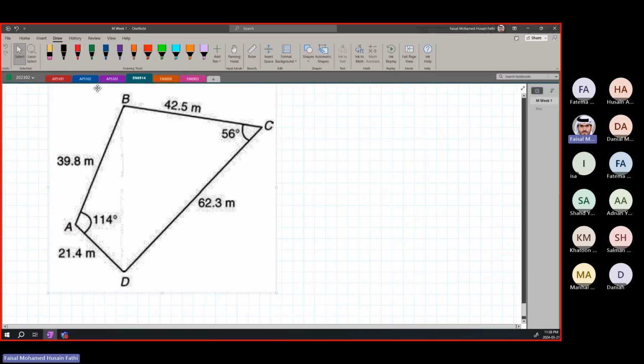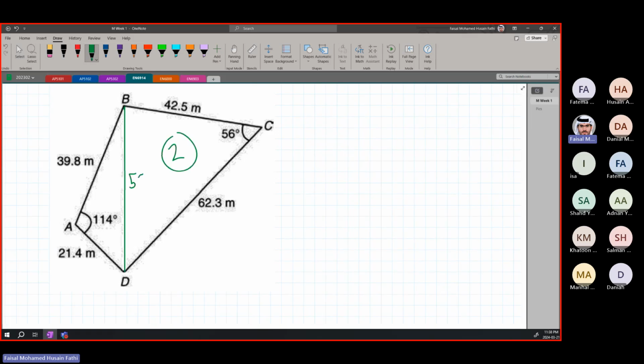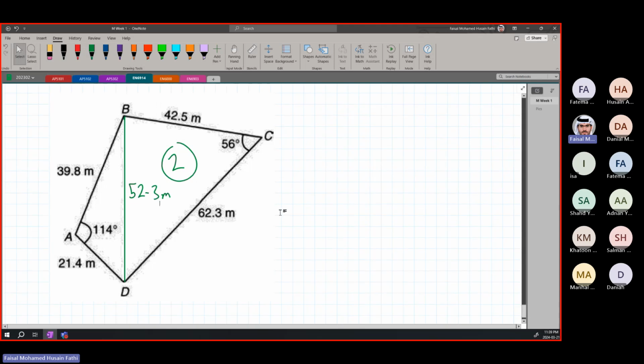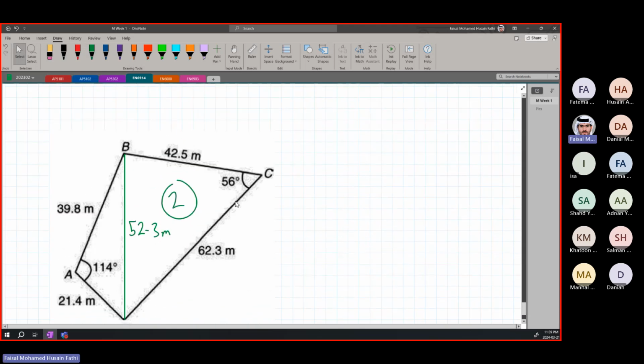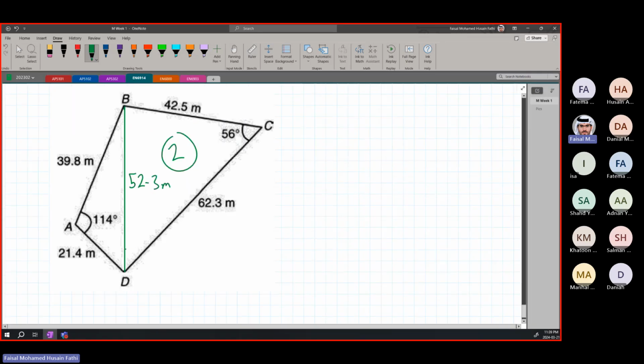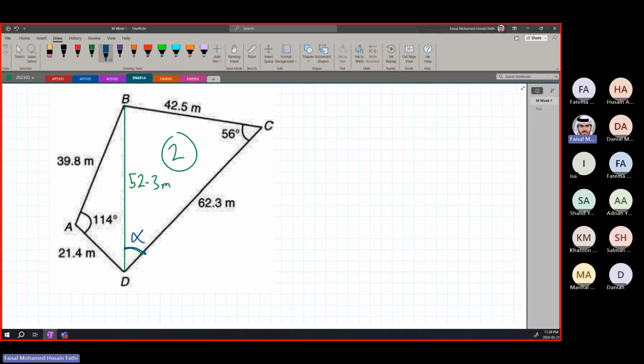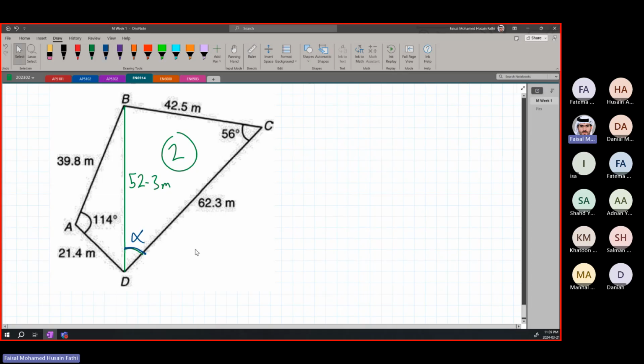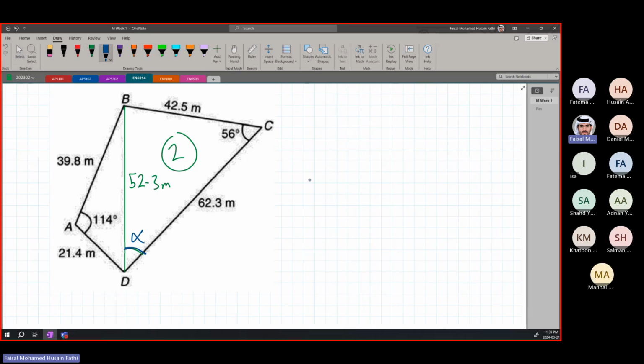So now we are looking at triangle number 2 over here. Okay, this is 52.3 meters. Again, nothing has changed. What we need to do is determine one of the angles here. So we want to determine, for example, this angle over here, down here. This angle, let's call it alpha. Okay, we want to find angle alpha. We will do the exact same steps again. We will use sine rule.